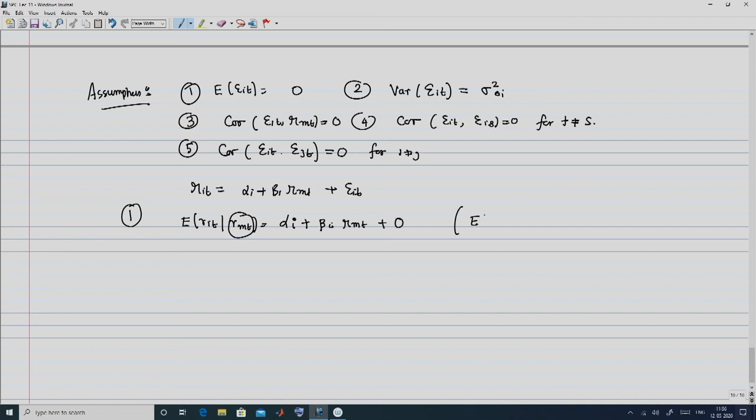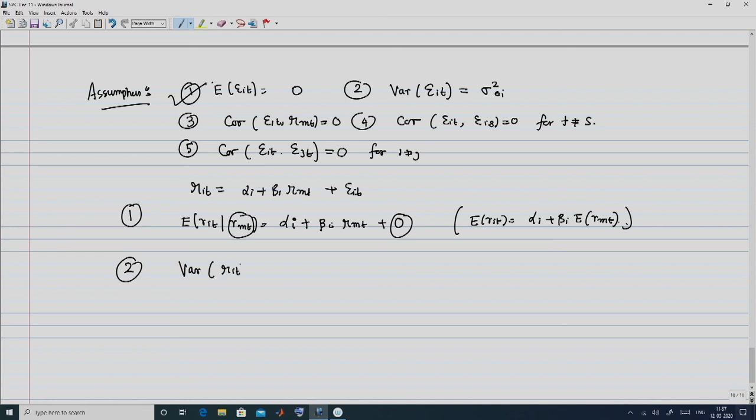And if I just take the expected value of RIT, of course, I will have to write this as alpha I plus beta I times the expected value of RMT. And this expected value is 0 by my first assumption. All right. So now next, let's come back to this, the second moment.